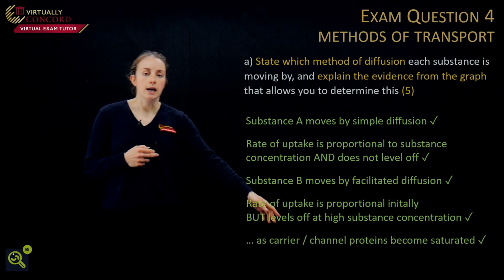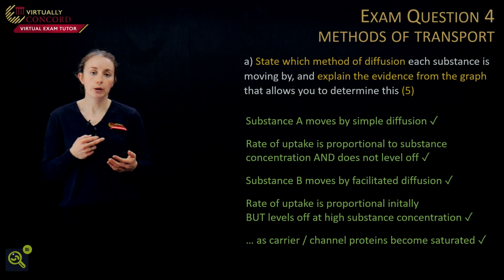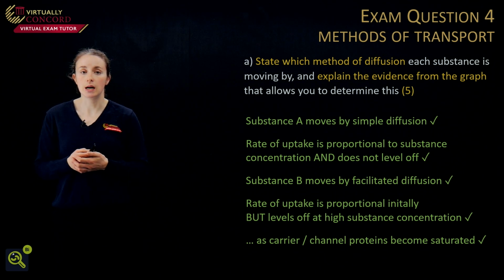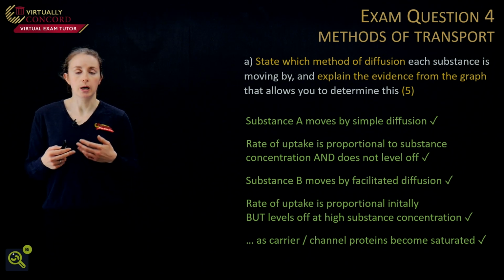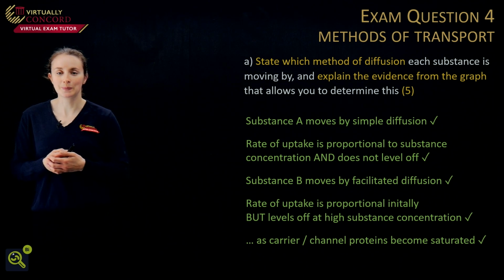And then in explanation as well, the reason it levels off is because the carrier proteins or channel proteins involved in that facilitated diffusion become saturated at high concentration. So you can talk about them becoming saturated or all being in use or working at their maximum rate.